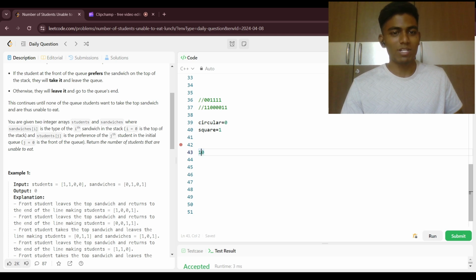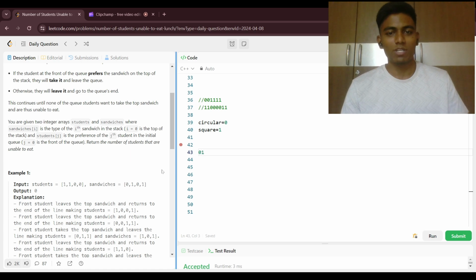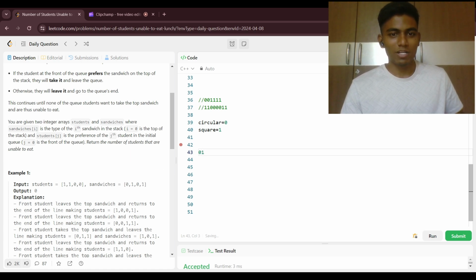And then again 1 comes. 1 will see the circular sandwich, so he'll not be picking this. So he'll move to the back of the queue, and this particular 0 student is going to pick this particular 0, and he will move out of the line. And at last we have 1, and 1 is going to pick this particular sandwich, and the number of students who are unable to eat is 0. So for this, we need to figure out a solution.